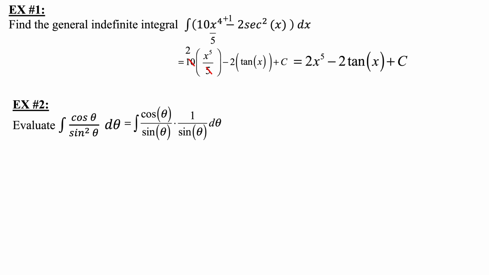Cosine theta over sine theta. I think the last time we had it was sine theta over cosine squared theta. So this is going to give us cosine theta over sine theta is cotangent theta, 1 over sine theta is cosecant theta d theta. And that's going to be our negative cosecant theta plus c.